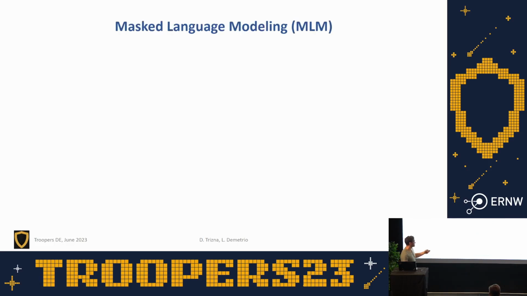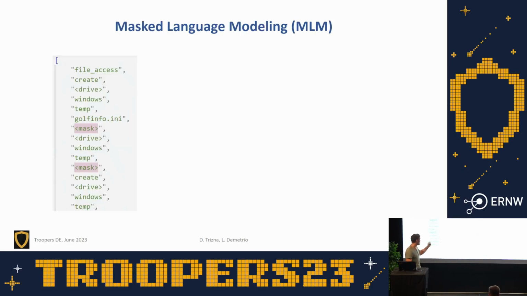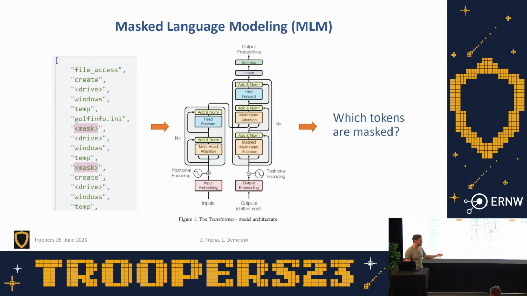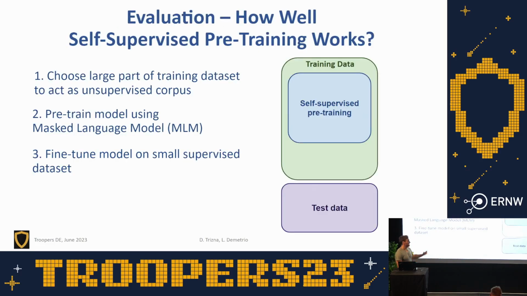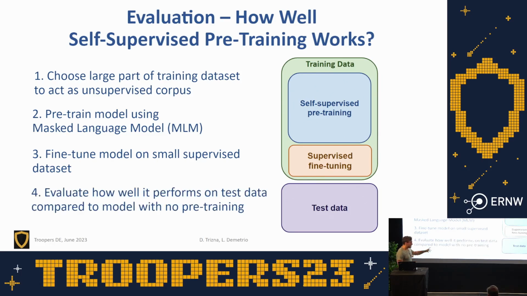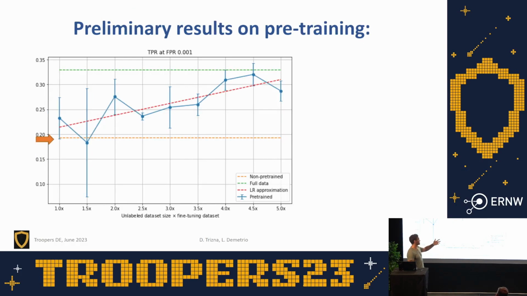And yeah, we do actual masking of tokens. You hide some of the behavior of malware or goodware, and you just ask the model what's hidden. It's just to reinforce what we actually do. And after that, we fine-tune the model on a smaller part of data. It's chosen based on, we will see in a moment.